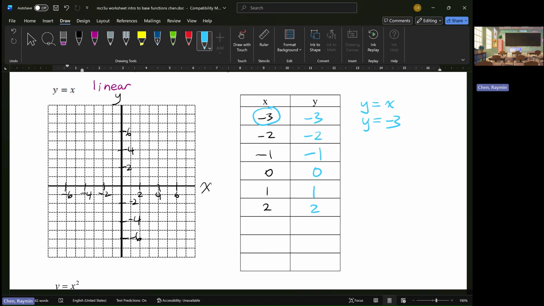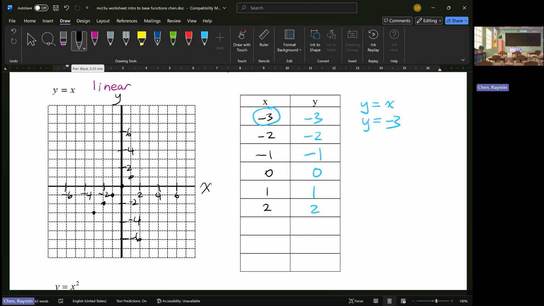Let's plot these key points. Pause the video if you want to try it yourself. Where's -3? -3? It's right there. Then -2, -2; -1, -1; 0, 0; 1, 1; and 2, 2.